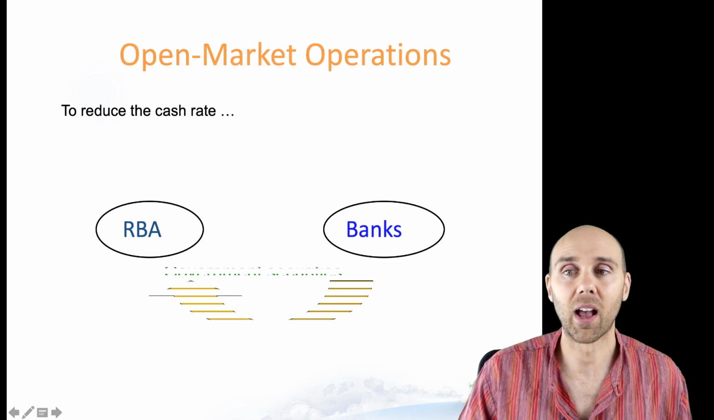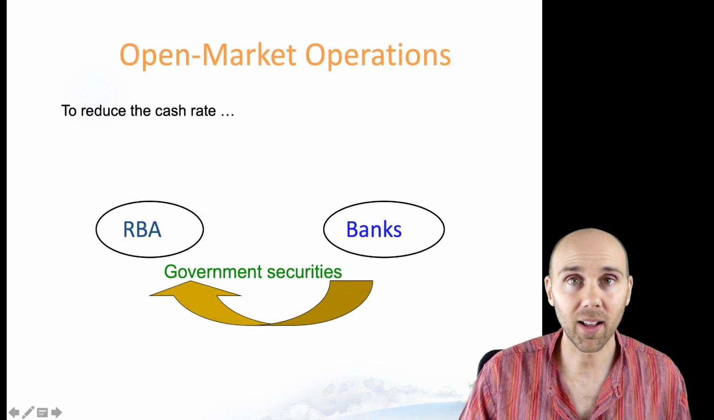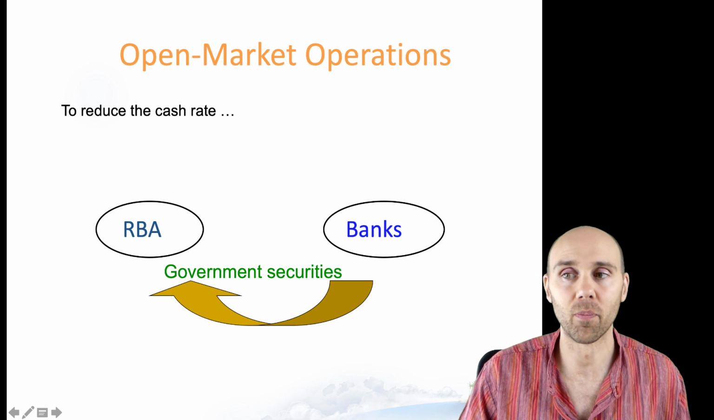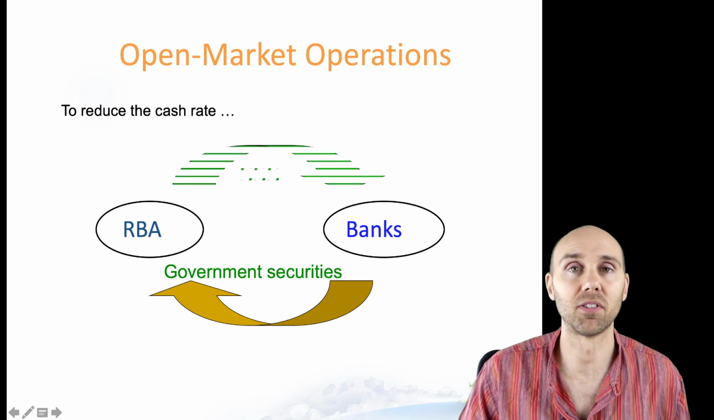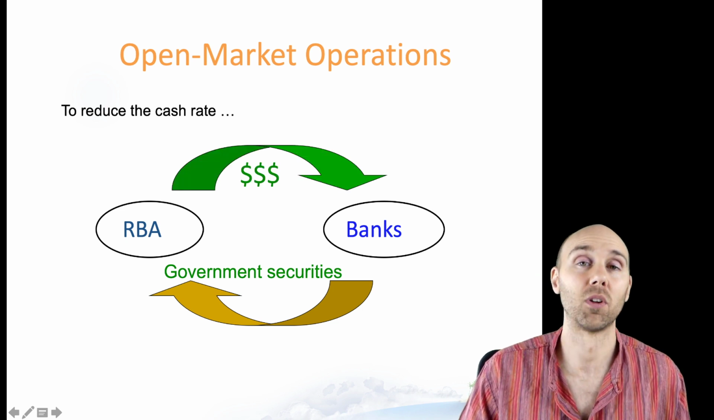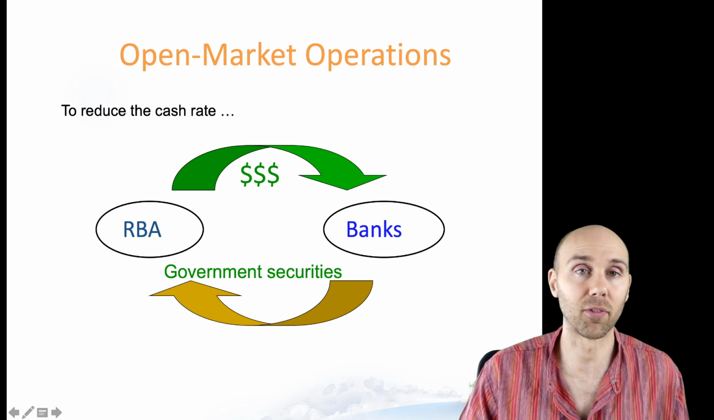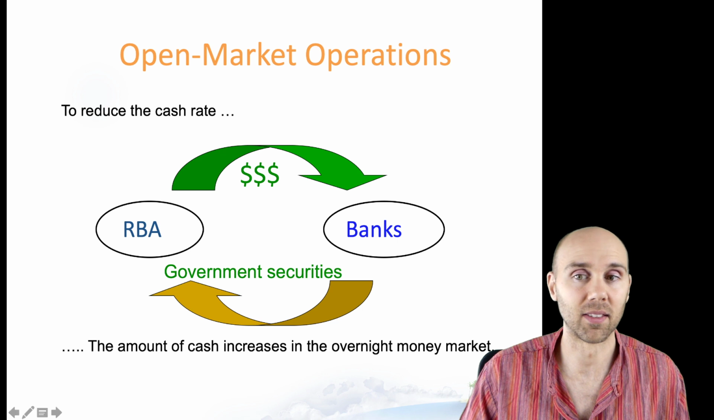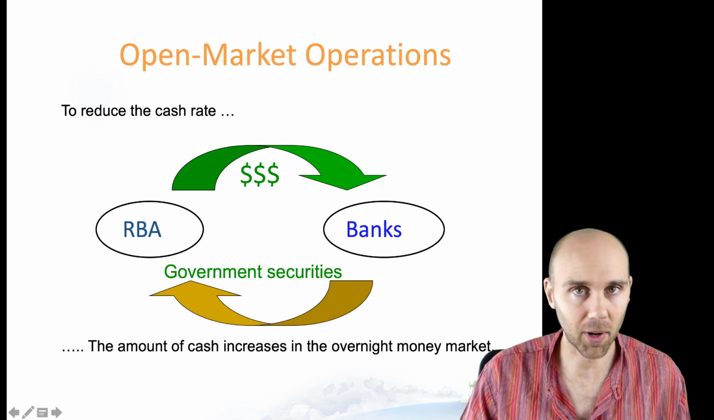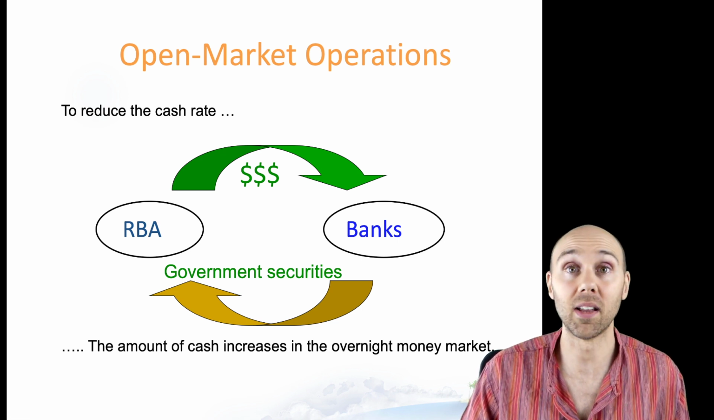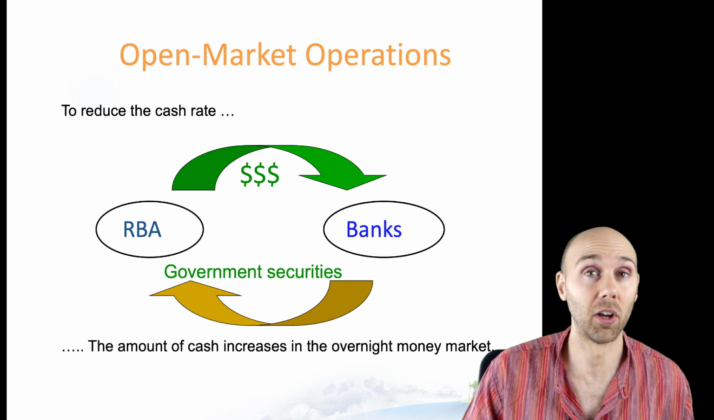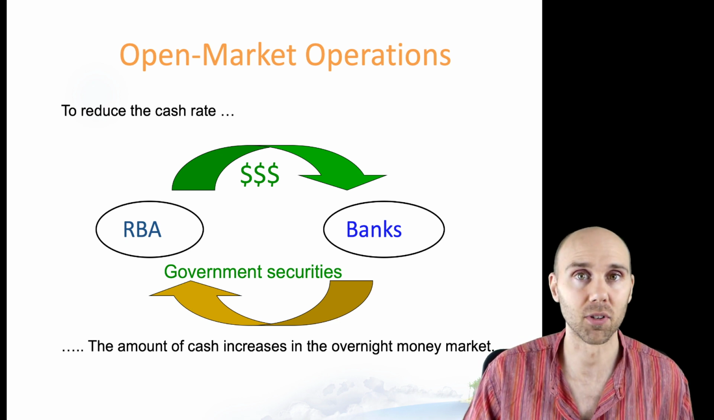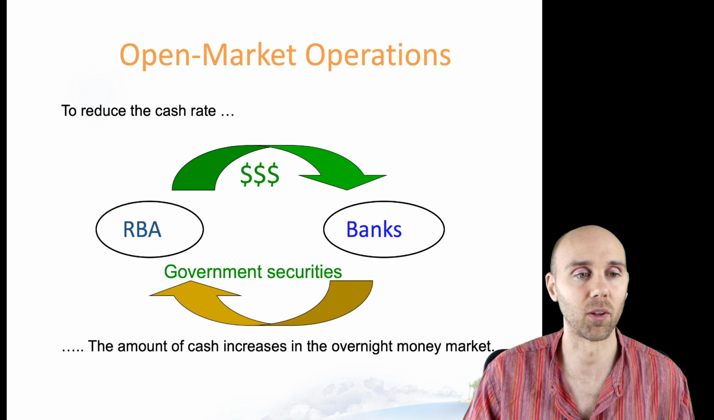So what are the open market operations required in order to lower the cash rate? Well, this time the RBA is going to buy back some of these government securities from the banks. The banks are going to get this injection of money, which means that they're less likely to have to borrow in the overnight market, and that therefore means that there is going to be downward pressure placed on those interest rates in the overnight market, which, as we know, flow on to the everyday interest rates that you and I see on a daily basis.